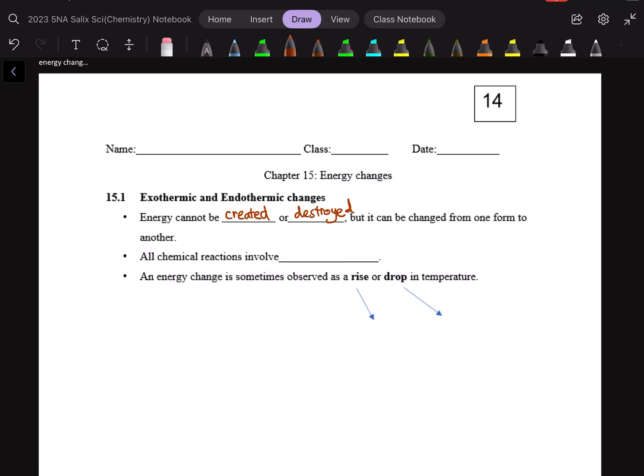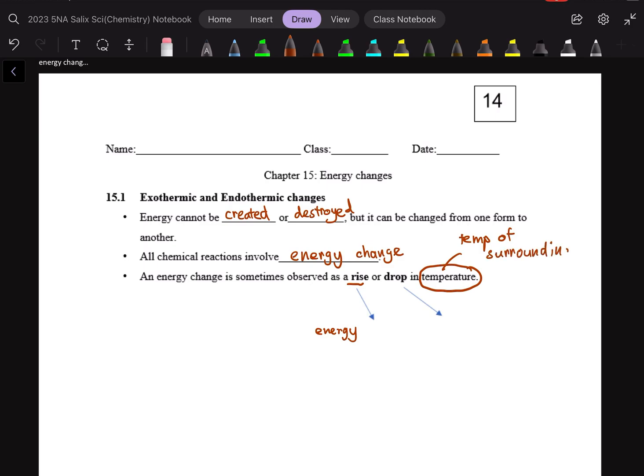So basically, chemical changes, chemical reactions involve energy change, depending on whether energy is released or absorbed from the surrounding. So there can be two scenarios. One is whereby there's a rise in temperature. What happens in this case is that energy is given out to the surrounding. So we are always measuring the temperature of the surrounding.